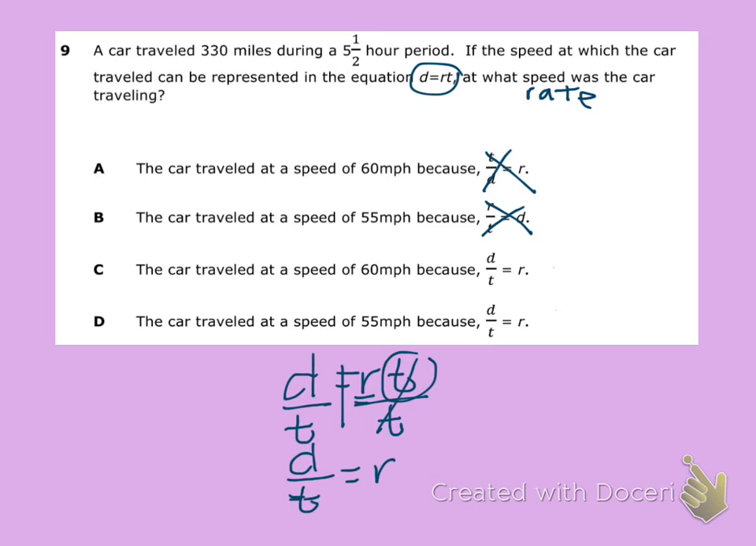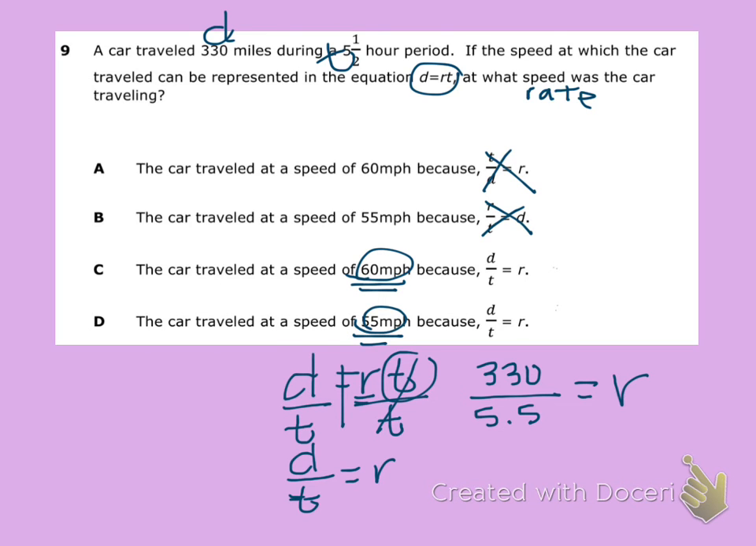So then I have 2 answer choices, and I've got to figure out, is it 60 or is it 55 miles per hour? Okay, so 330 miles over 5.5 hours is equivalent to your rate. Okay, so this is your distance, this is your time traveled. So when we divide that, you're going to get your R. So you're either going to get 60 or you're going to get 55.